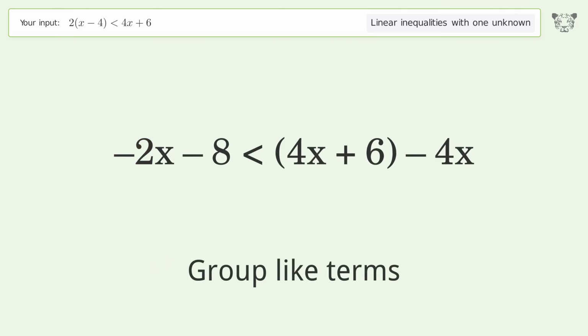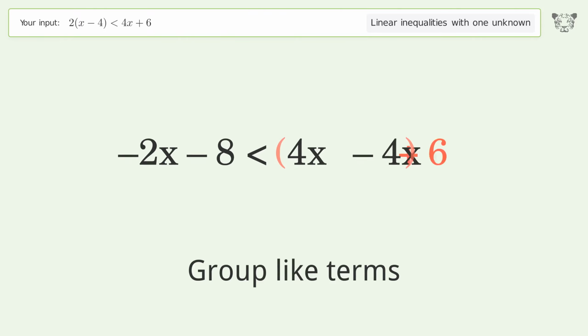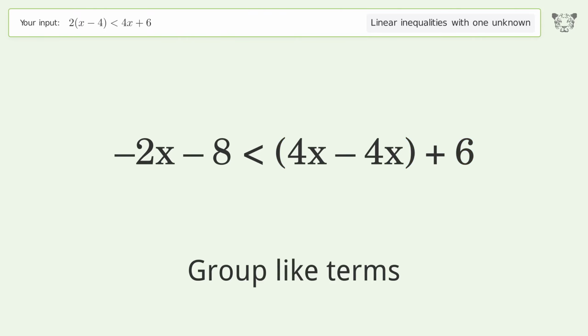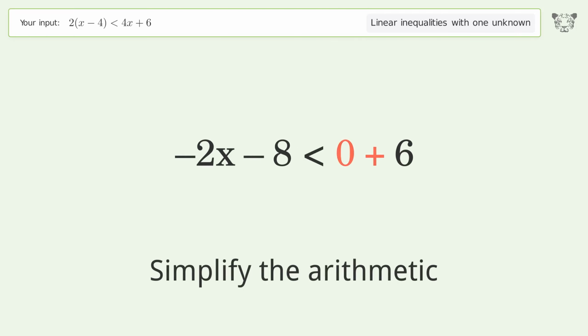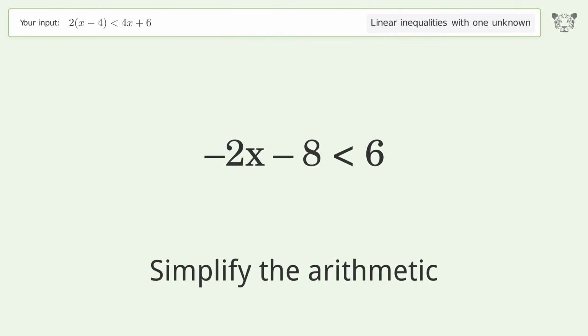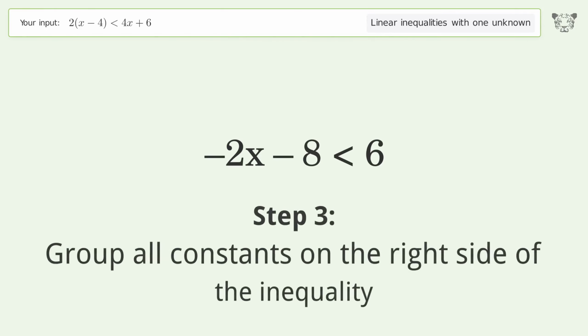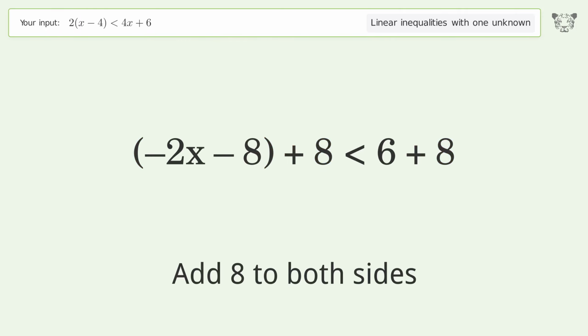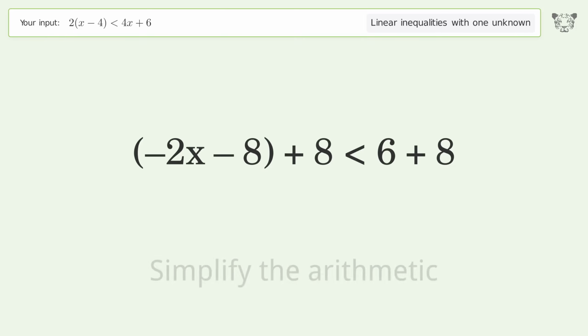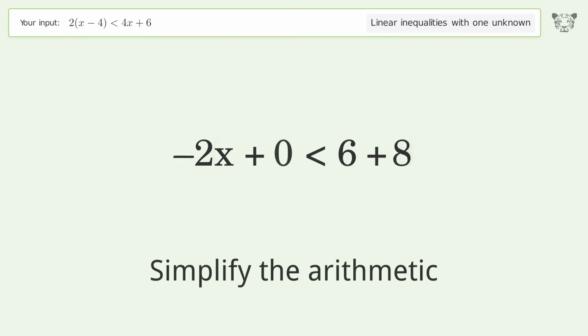Group like terms. Simplify the arithmetic. Group all constants on the right side of the inequality. Add 8 to both sides. Simplify the arithmetic.